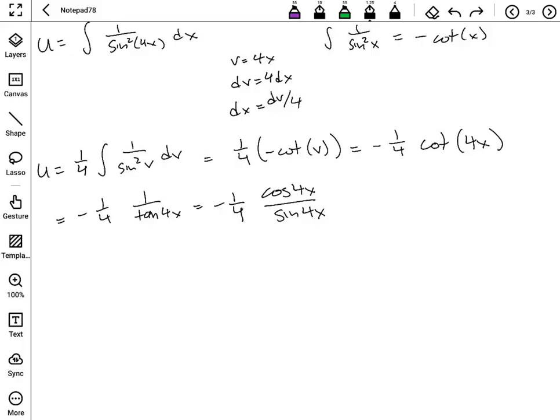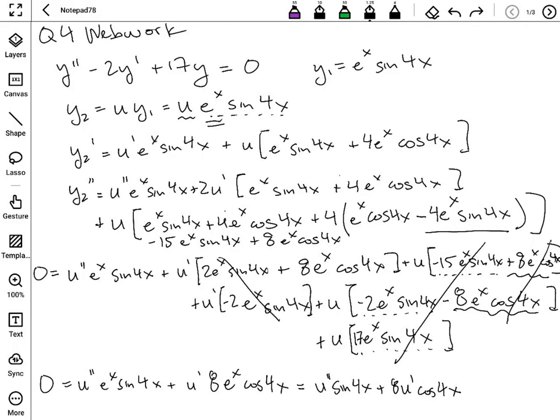Okay, and that's looking promising because I know that, oh, I can't click on this. I know that I started with y1 equals e to the x sine 4x, so from what we know of later sections, the other solution is supposed to be e to the x cosine 4x. So seeing something where I'm going to multiply a cosine and divide a sine is promising.